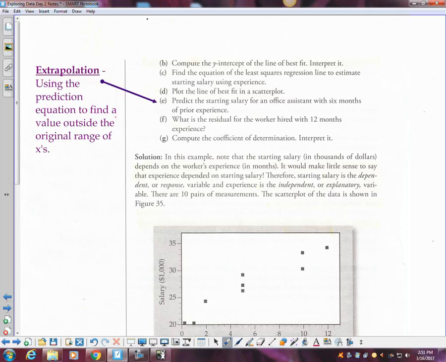What is the residual if a person is hired with 12 months experience? Compute the coefficient of determination and interpret it. Okay, and then also just to remember what extrapolation is.